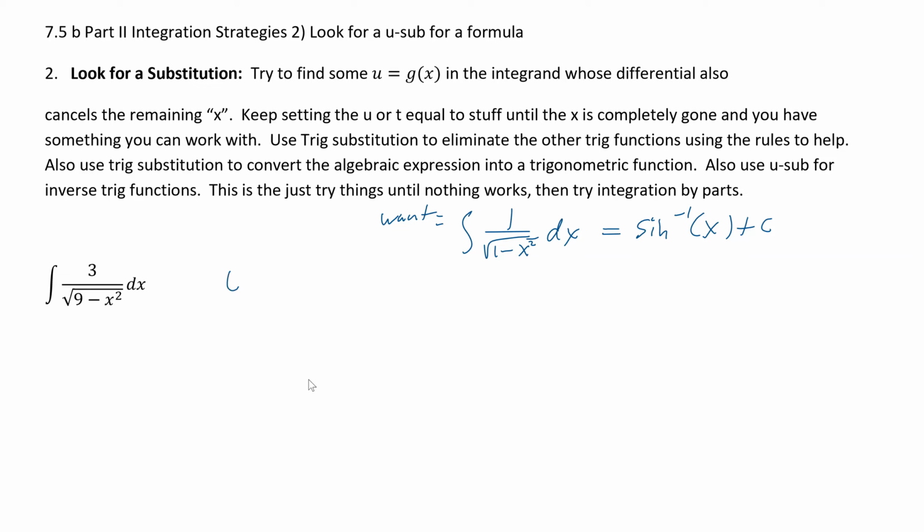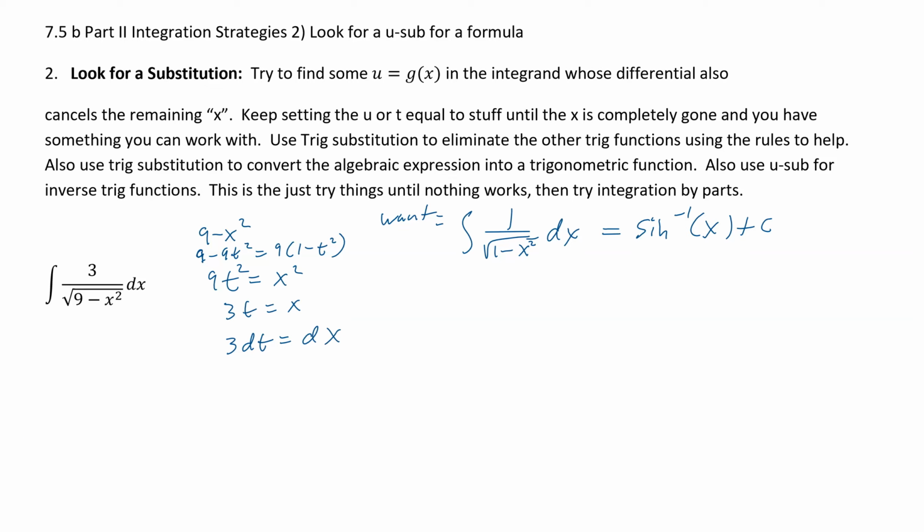So if you remember, we'd say t is equal to, and we need to have that 9 minus x squared be 9 minus 9t squared, so that we can factor out the 9 and make it into a 1 minus t squared. So whatever number we have here, we need to place that in front as well. So we need 9t squared to equal x squared, which means 3t is equal to x. And so now when we take our derivative, this would become 3 dt is equal to dx.